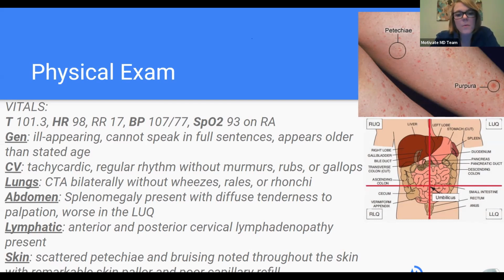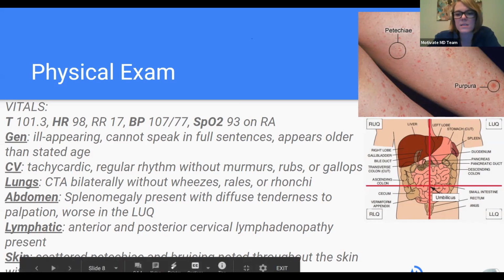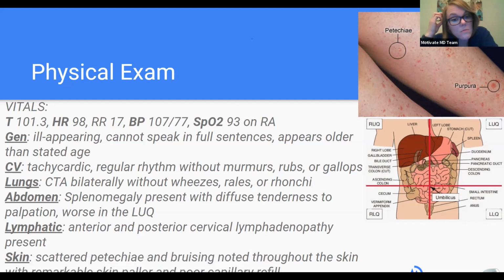So a couple questions I have for you guys. If somebody writes in their note, the patient can't speak in full sentences, what does this mean? Is this something that's significant? What are they trying to get at with something like this? Might be some neurological problems. Perhaps. Anybody else?